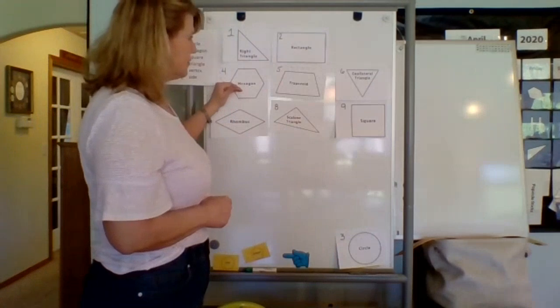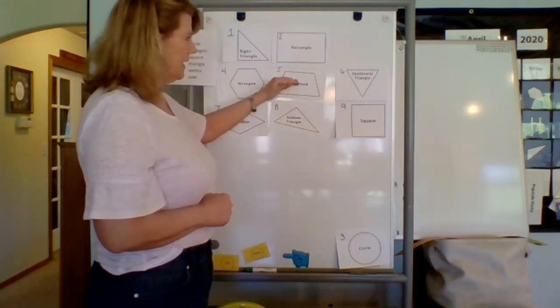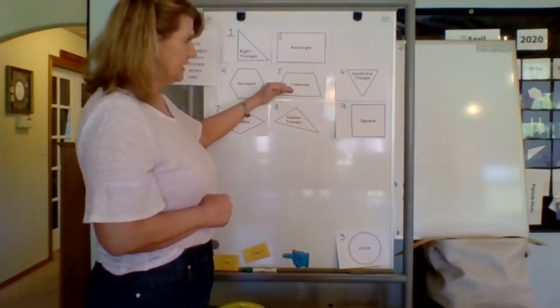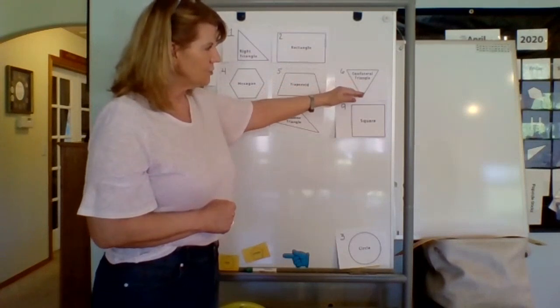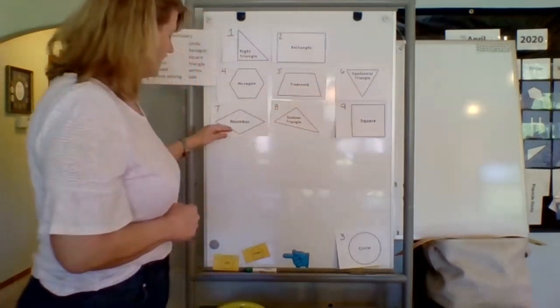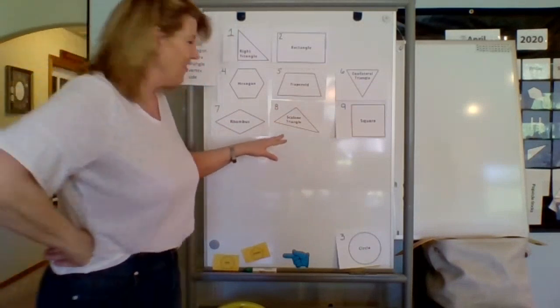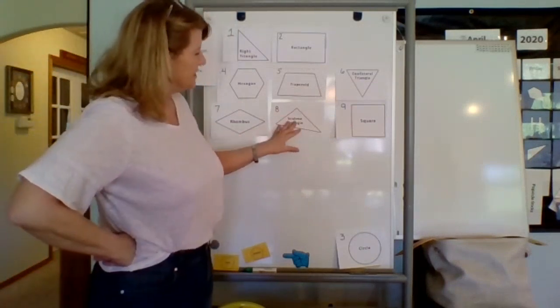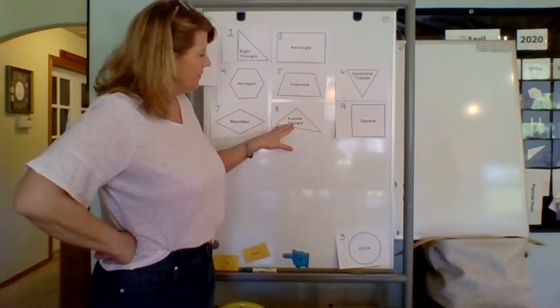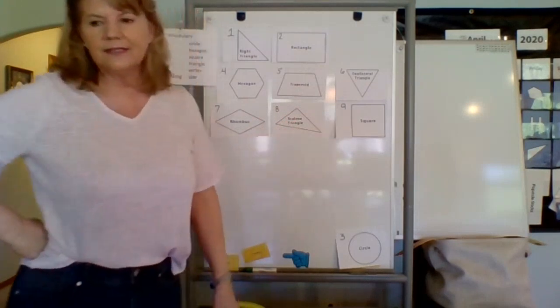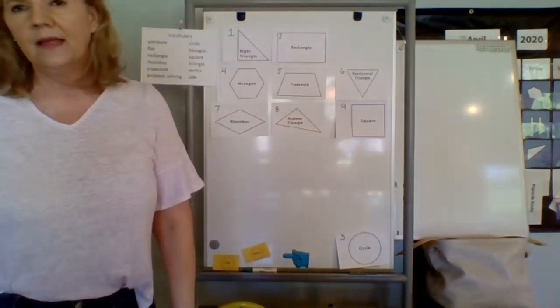A hexagon has straight sides. A trapezoid has straight sides. An equilateral triangle has straight sides. The rhombus, does a rhombus have straight sides? Yes, all of its sides are straight. The scalene triangle has straight sides, and so does the square.